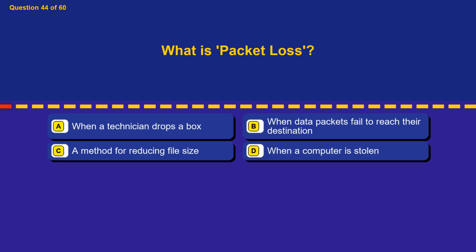Question 44. What is packet loss? Option A. When a technician drops a box. Option B. When data packets fail to reach their destination. Option C. A method for reducing file size. Option D. When a computer is stolen.